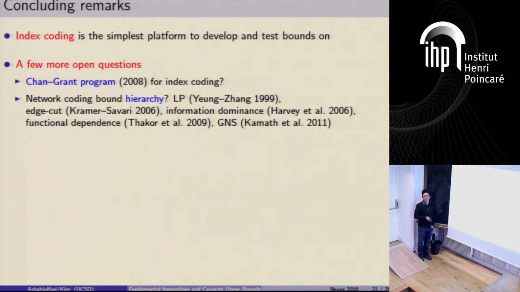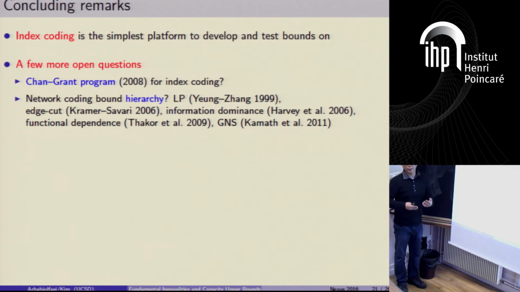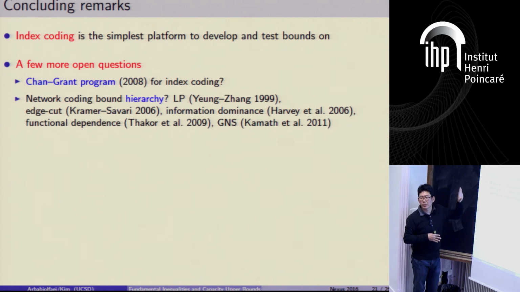There is a linear programming bound, which just looks at the polymatroidal structure of entropies. There is an edge cut bound, and an information dominance bound by Harvey, Kleinberg, and Lehman. A functional dependence bound by Thakur, Chen, and Grant, I believe. And a generalized network sharing bound by Kamath and others. The LP bound is exactly the same as our polymatroidal bound, so there is a one-to-one correspondence. The GNS bound is exactly the same as the MAIS bound. So these two things are clear. The question is where the others belong. Do they really collapse to each other, or is there something more? This is probably something network coding people should try to sort out.